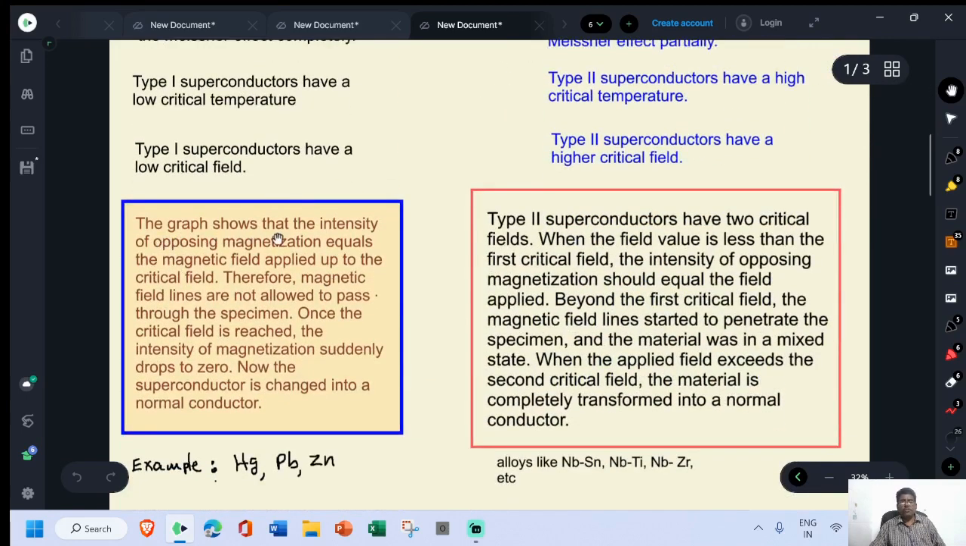The graph shows that the intensity of opposing magnetization equals the magnetic field applied up to the critical field. Therefore, magnetic field lines are not allowed to pass through the specimen. Once the critical field is reached, the intensity of magnetization suddenly drops to zero. Here the diamagnetic property is changed into paramagnetic. Now the superconductor is changed into a normal conductor.